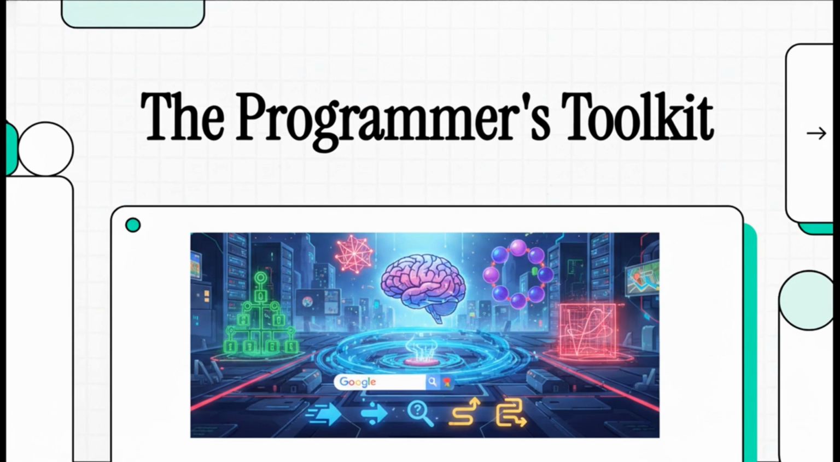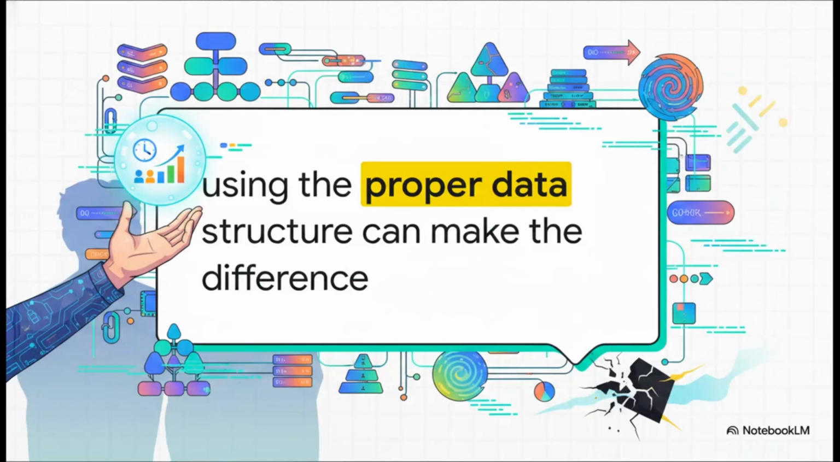Today, we're demystifying data structures and algorithms. We're opening up the literal toolkit that makes all modern software possible. To really grasp the high stakes of what we're talking about here, think about this quote for a second. Using the proper data structure can make the difference between a program running in a few seconds and one requiring many days. Seriously, that is not an exaggeration.